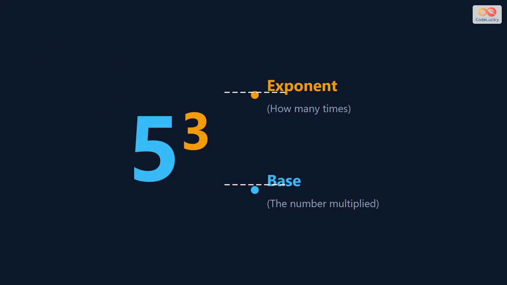First, let's look at the parts of an exponential expression. We have a large number, called the base, and a small number raised to the top right, called the exponent. The base is the number that gets multiplied. The exponent tells us how many times to use that base in multiplication.